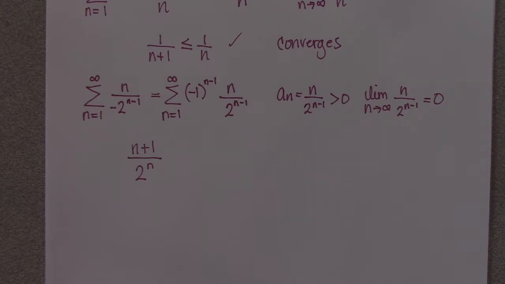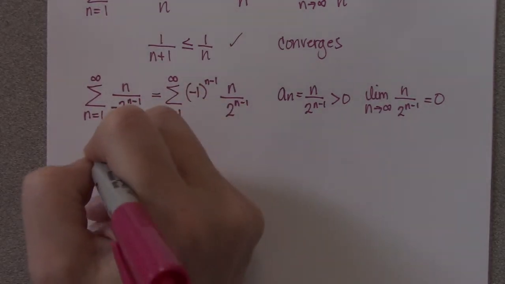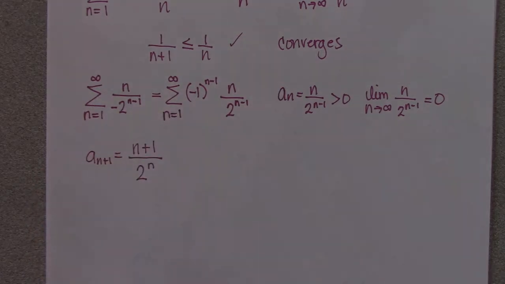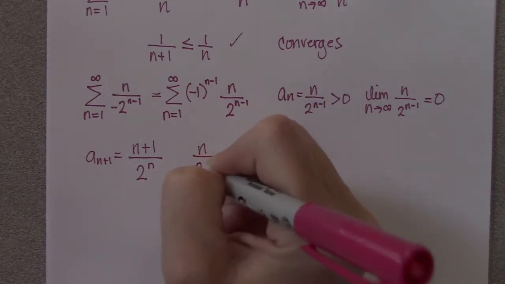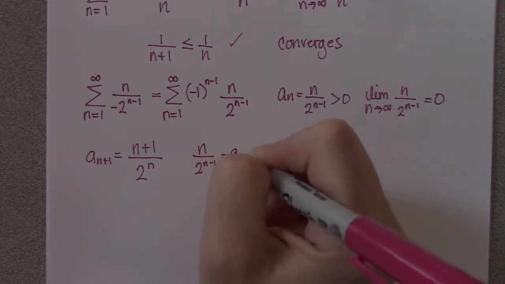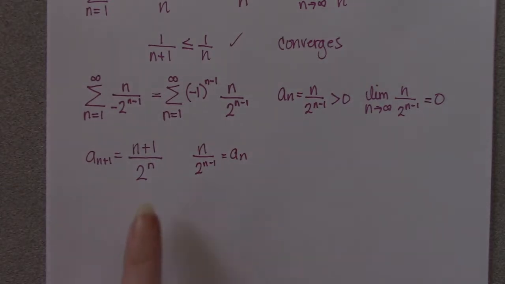Yep? Where are you getting that? So one of the conditions is that the n plus 1 term, which would be the next term, is smaller than the previous term. So this is a sub n plus 1. You just plug in n plus 1 everywhere you have an n, and that's what a sub n is. So if this is less than or equal to this, we're good.